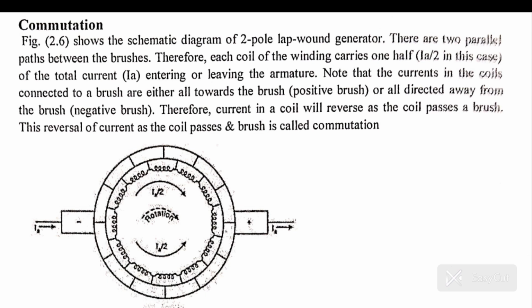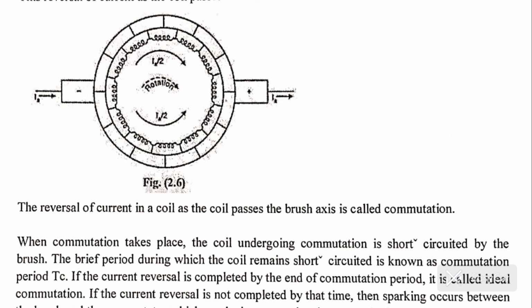What is commutation? Imagine a DC generator, where the coil keeps rotating between magnetic poles. Now, every time the coil rotates and crosses a brush, the direction of current in that coil has to reverse. This reversal of current, as the coil passes the brush axis, is called commutation. It happens in a fraction of a second, but it's super important. If commutation doesn't happen properly, we'll have problems like sparking at the brushes. So it's not just a concept, it's a real issue in machine performance.